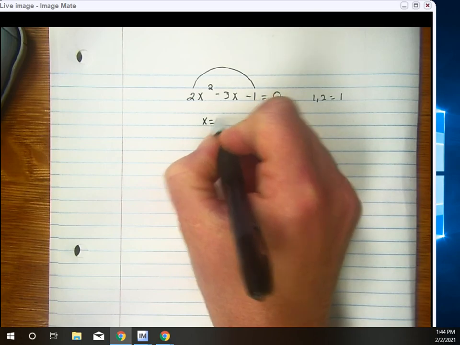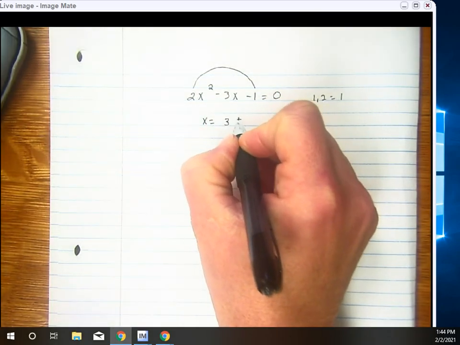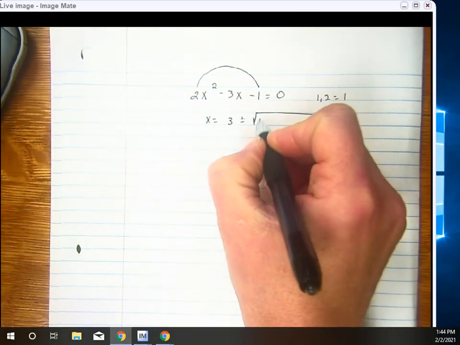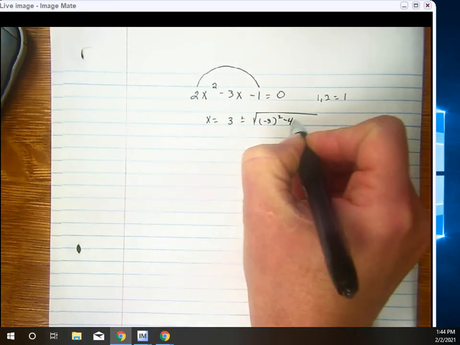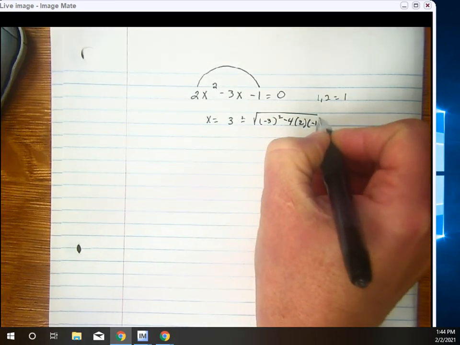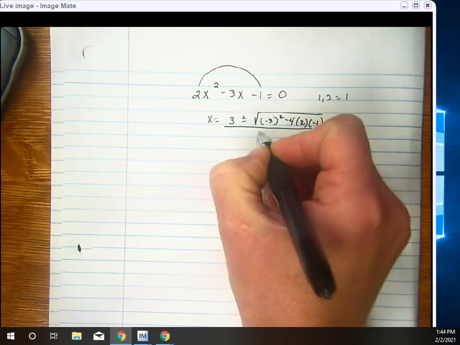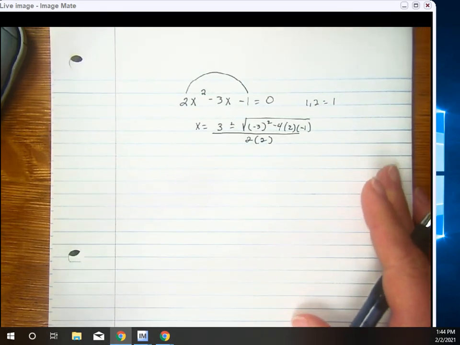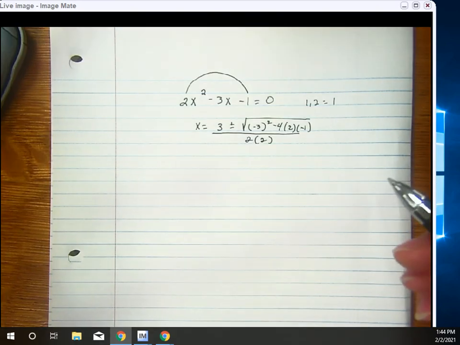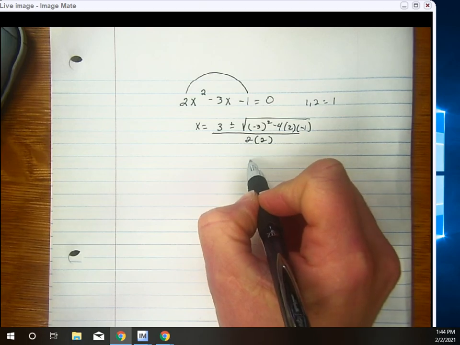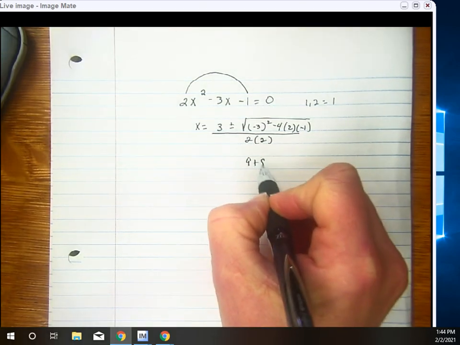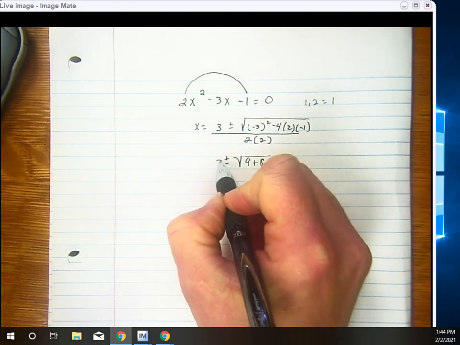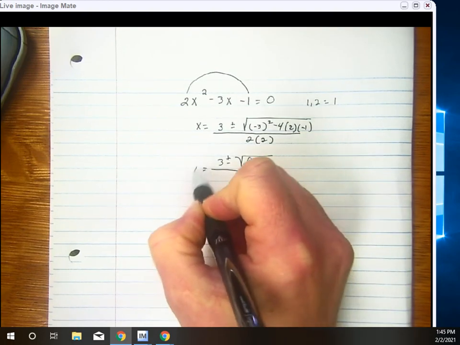X equals the opposite of your b plus or minus the square root of b squared minus 4 times a times c all over 2 times a. Can we just plug it in? Nine plus 8 divided by 4.